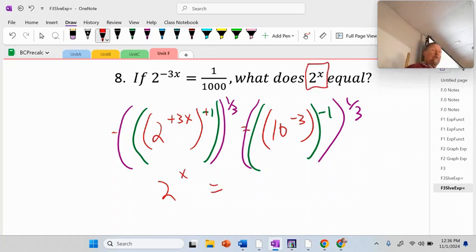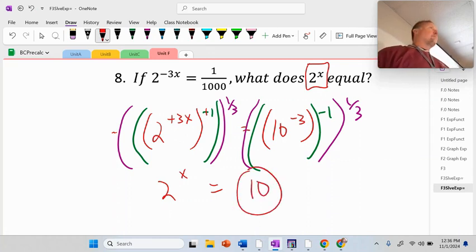What does 2 to the x equal? 10, right? Same thing happens on the other side. So the answer is 10.